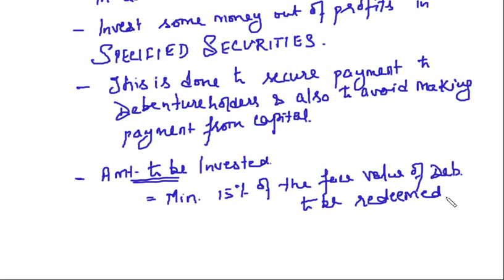So in DRR, the amount is minimum 25% of the face value, and in case of DRI, this is minimum 15% of the face value. This word is important, face value. Always remember this. There it is minimum 25% of face value, and in case of DRI, minimum 15% of the face value of debentures to be redeemed. Clear? This is the amount to be invested in the specified securities.